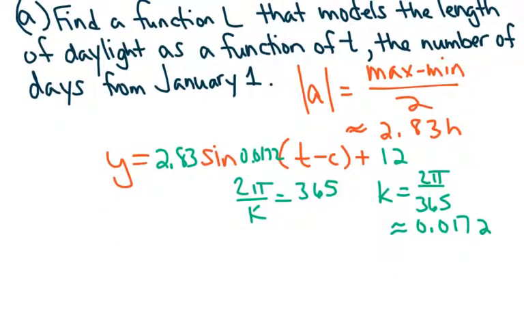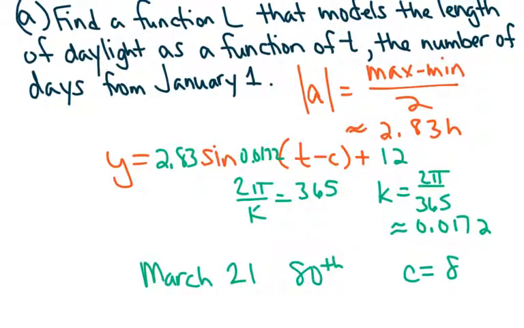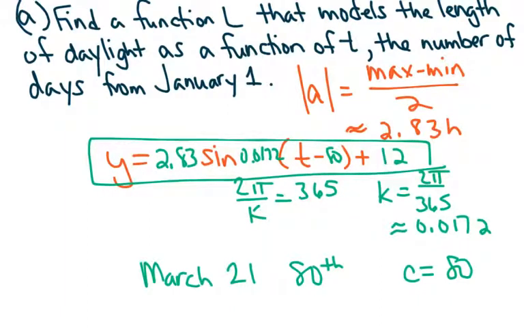Move this up a little. So the spring equinox occurs on March 21st. That's when there is the same number of day and night hours in the 24-hour period. And this happens on the 80th day of the year. So we're going to say C is 80. So now I'm just going to go here, I'm going to take that out, and I'll put 80 in its place. And look, I've got a nice little equation.